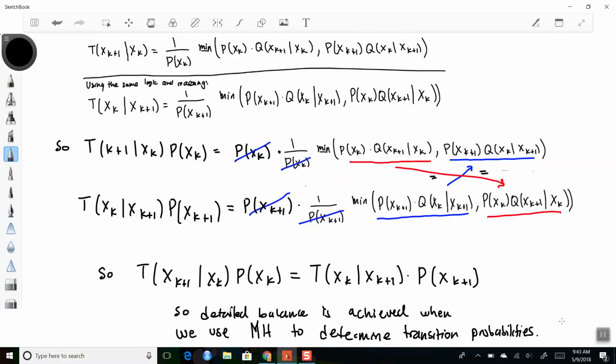Is that okay? Are there questions on this? Okay, so this is just trying to show that we end up getting the detailed balance by this, and that's why the Metropolis Hastings will work if we set up our Markov chain this way, so that the stationary distribution of a Markov chain that uses the Metropolis algorithm or Metropolis Hastings algorithm will converge to the target distribution. Okay, are there any questions?